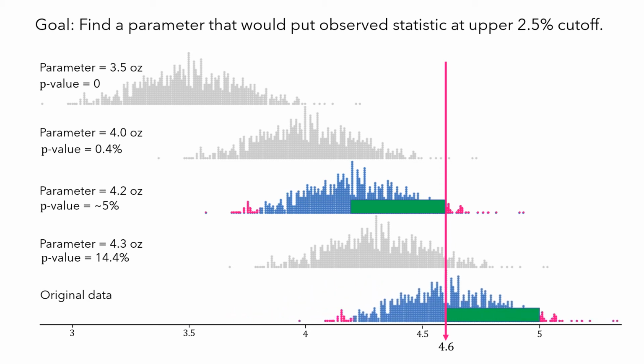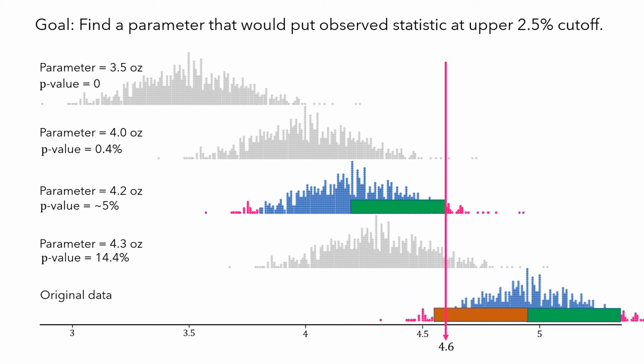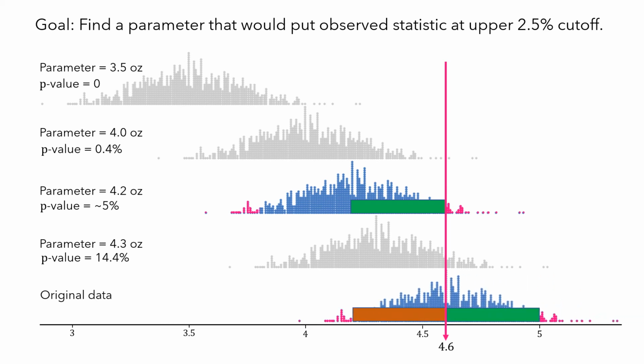And similarly, we could find the distance from the observed statistic to the lower 2.5% of the sampling distribution generated from our original data. And if we shifted it up by this distance, we'd get the largest parameter value that would put the observed statistic at the lower 2.5% cutoff. So let's summarize what we've seen here.